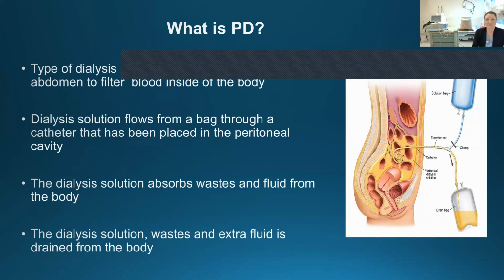So what exactly is PD? It's a type of dialysis that uses the lining of the abdomen to filter blood inside of the body. It's a dialysis solution that flows from a bag through a catheter that has been placed in the peritoneal cavity. The dialysis solution absorbs waste and fluid from the body. The dialysis solution, waste and extra fluids is drained from the body.